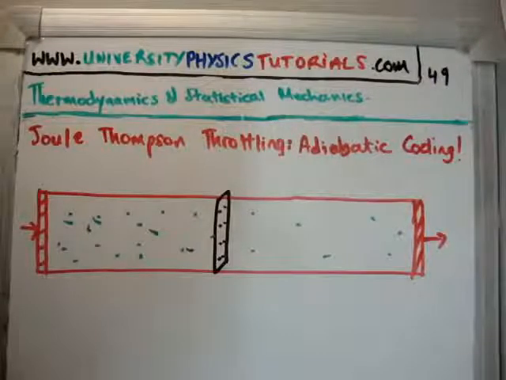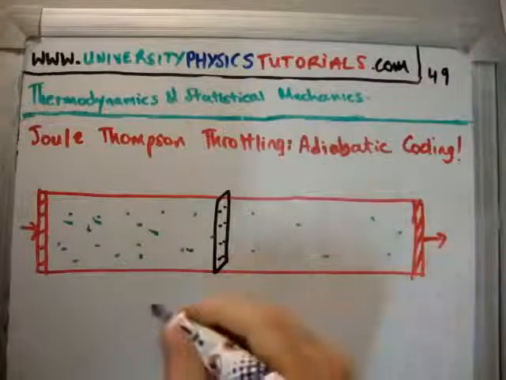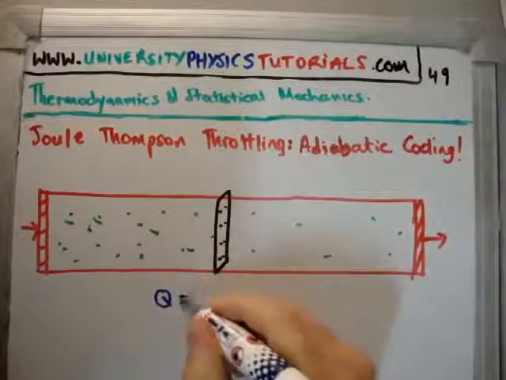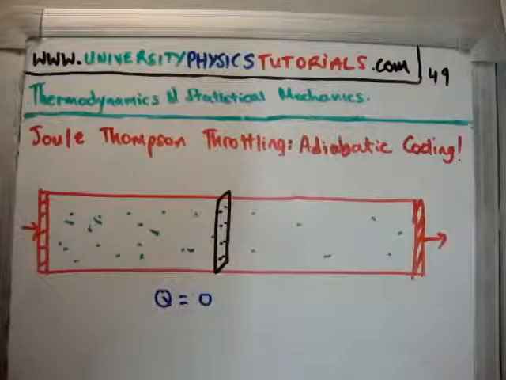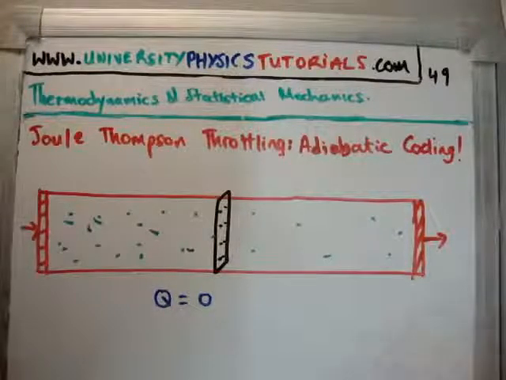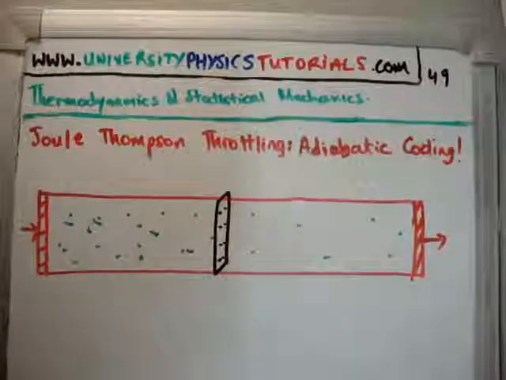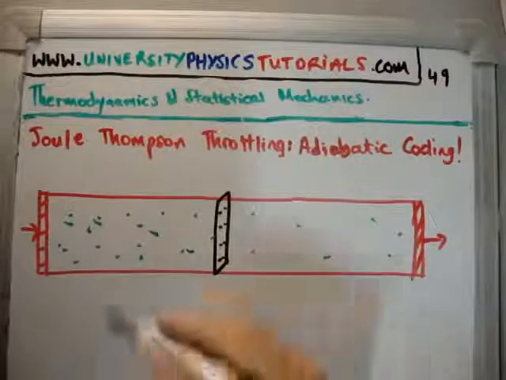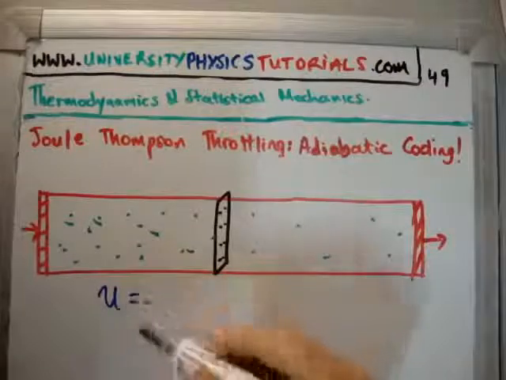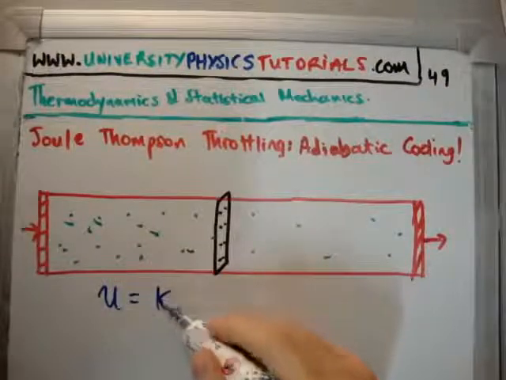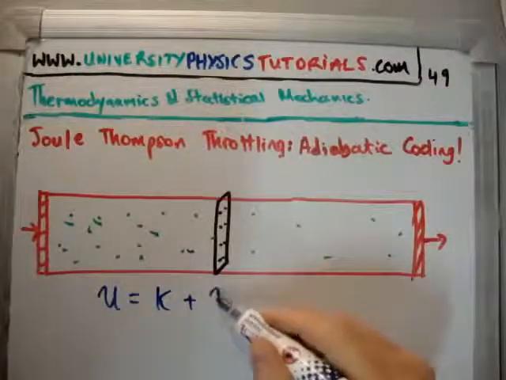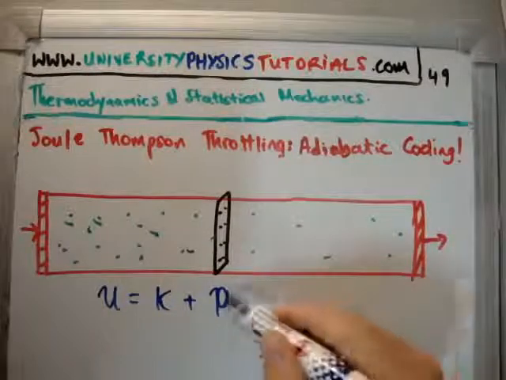Now you might think that adiabatic cooling is a contradiction in terms, because surely adiabatic by definition means there is no heat change. That is correct. I'd better tell you up front that it's adiabatic, so Q is 0. However, the internal energy can be kinetic energy, or it can be potential, so I'll draw P for potential energy.